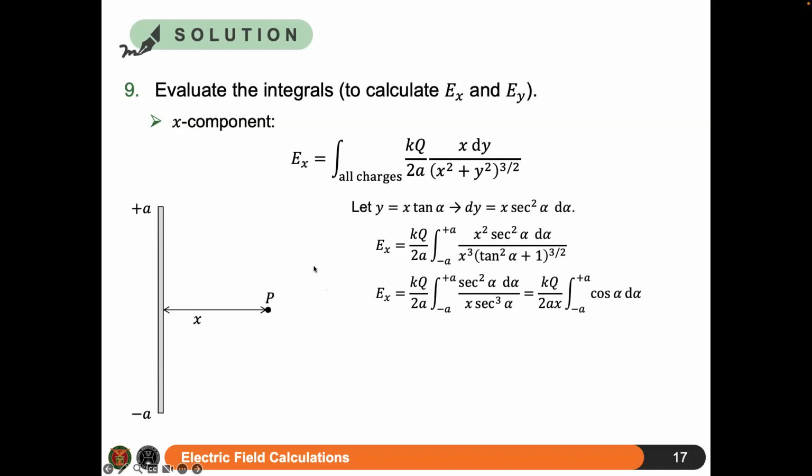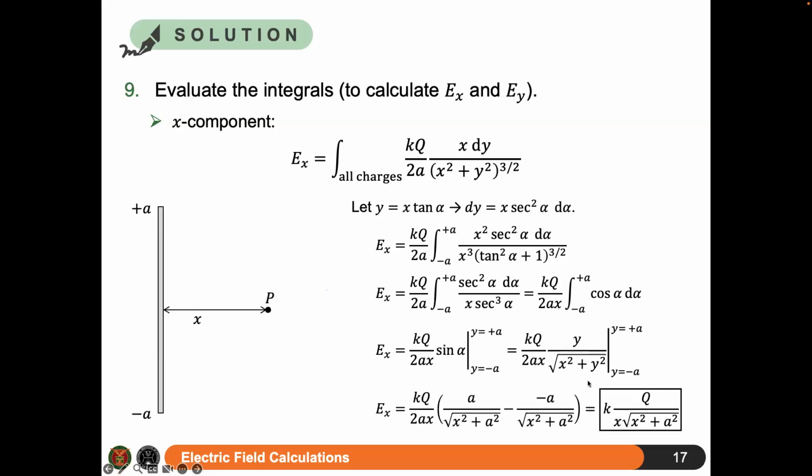And so we integrate this. We simplify, and it becomes just cosine alpha in the end. The integral of cosine is just sine. Evaluated at these endpoints, we plug those in, and we find that the x component is equal to this.